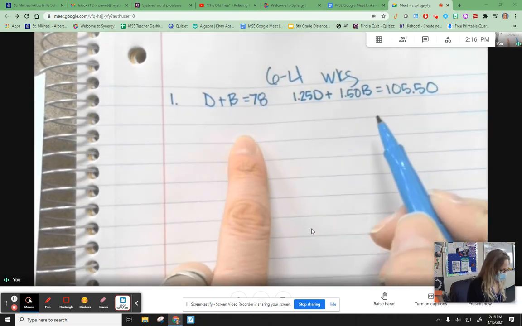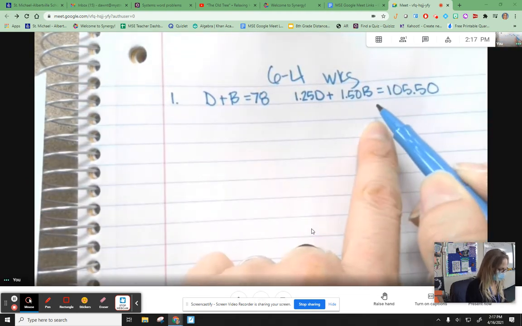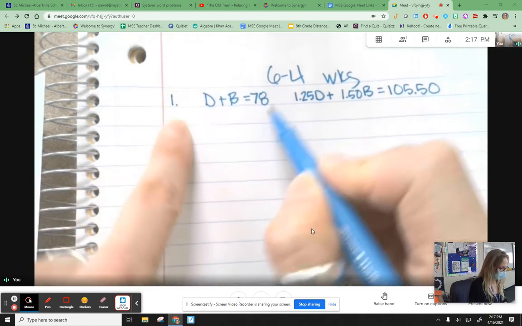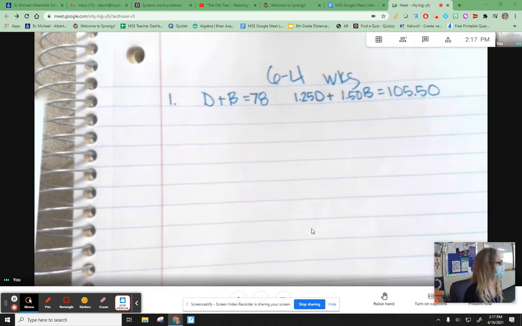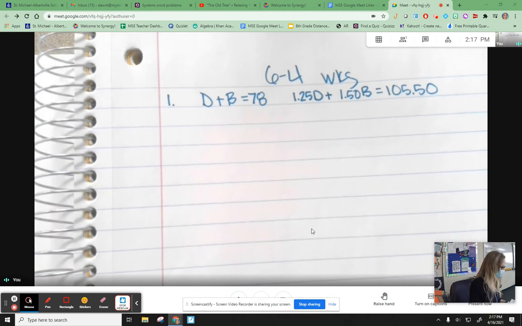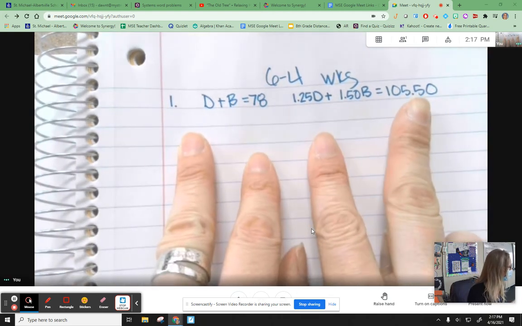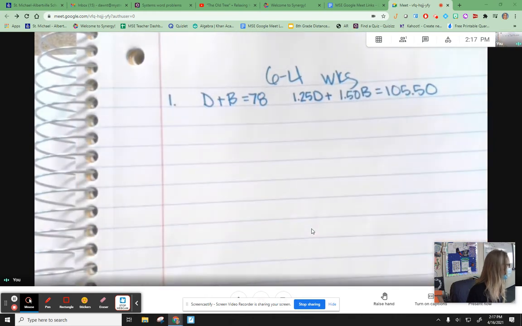So it's up to you then here. Do you want to isolate D and plug that in? Or do you want to take this times something and then put it underneath there? What would you guys most like to do? Do you like elimination or substitution? Okay, so when I do elimination on one like this, I actually multiply both of the equations because I don't like the decimals in there. That's just me. So I multiply by 100.